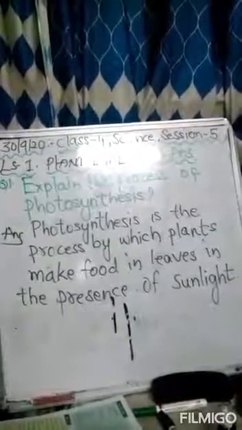Next question. Where do plants store all the extra food? The extra food made by the leaves is stored as starch in roots, stems, leaves and seeds. For the different plants, there are different parts to store the food. Right. Now we'll go to the next question.